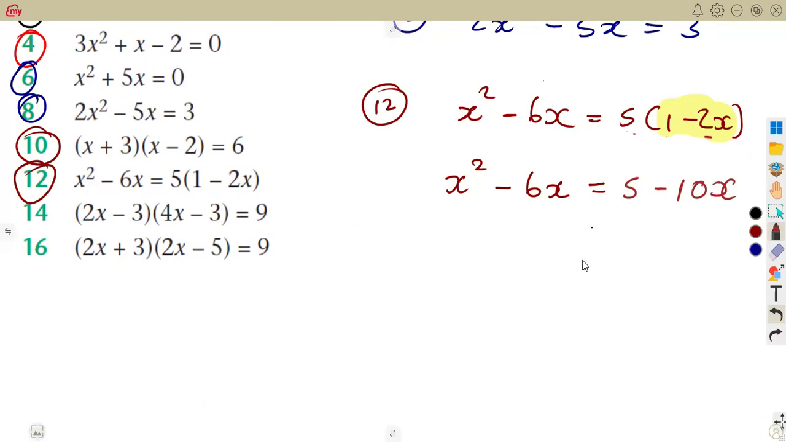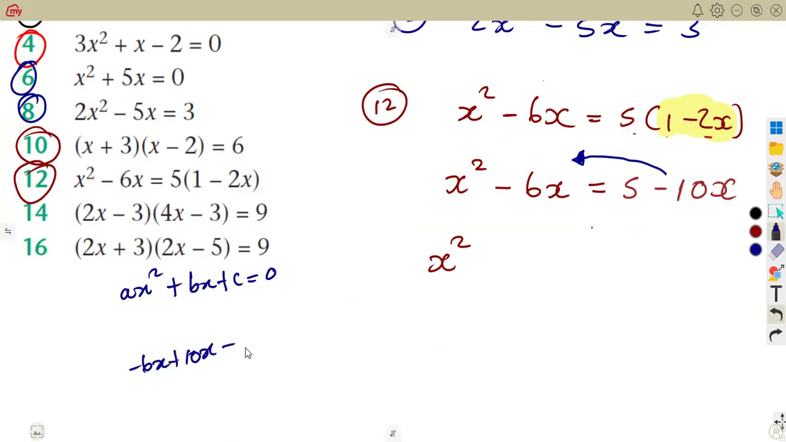So collecting these terms to form the quadratic equation, like I said, ax squared plus bx plus c must be equal to 0. So we are going to have x squared. Take the minus 10x to the other side of the equation. The moment it crosses the equal sign, it becomes a plus. It's going to give us a positive 4x there. You take the 5 to the other side of the equation, it becomes a negative 5, equal to 0.